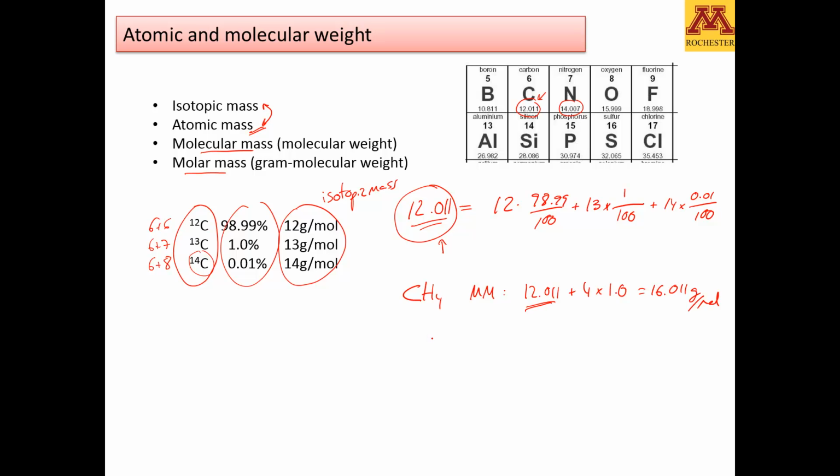If we talk about just one single molecule of methane, say with carbon-12, instead of 12.011 we'll have to use exactly 12.0 plus 4, depending on the isotope of hydrogen, but then that would be exactly 16.0. Does that make sense?